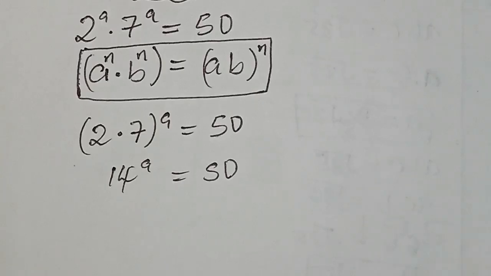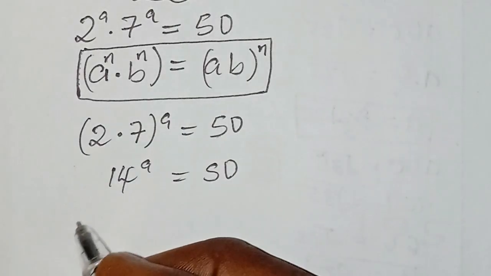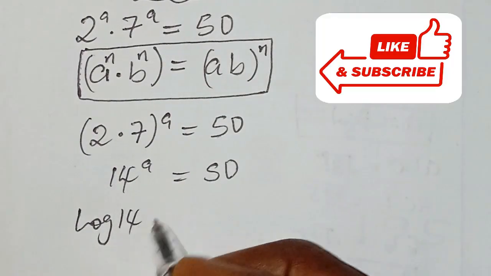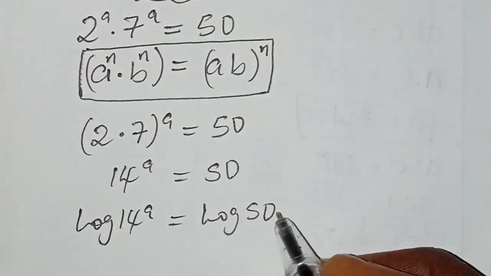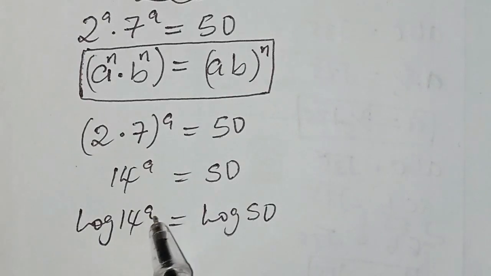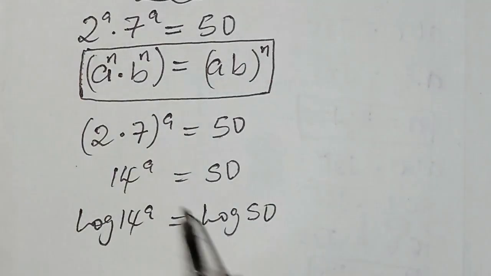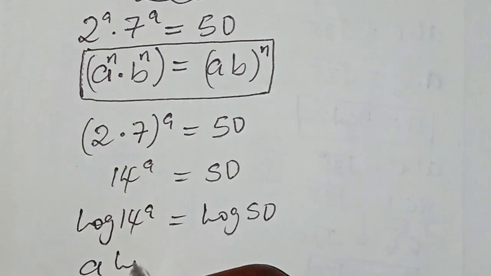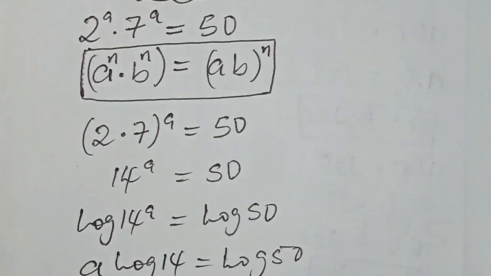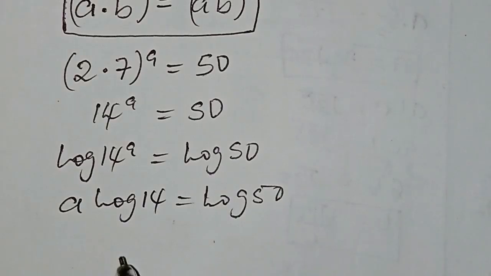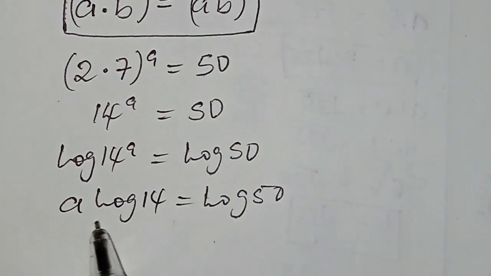Now, we take the log of both sides. We have log of 14 to the power a equal to log of 50. From here, this exponent will be moved to the front. So we have a log of 14 equal to log of 50. Over here, we need to isolate a. Now we isolate this a by dividing both sides by log 14.